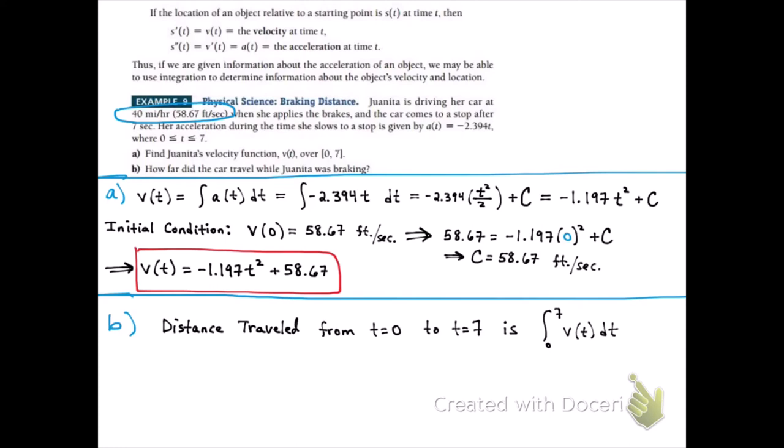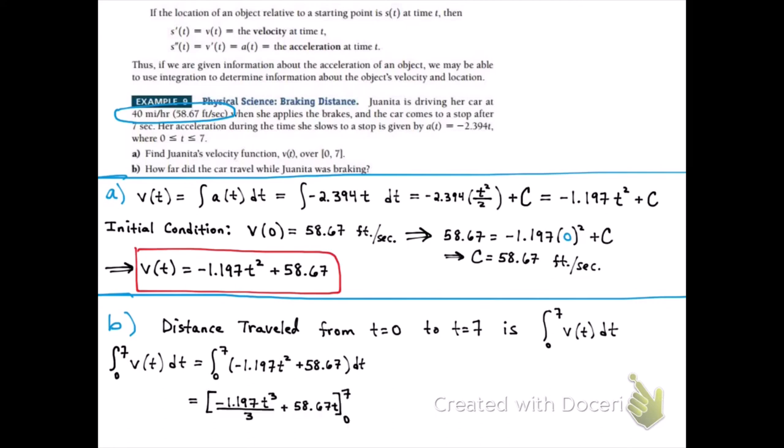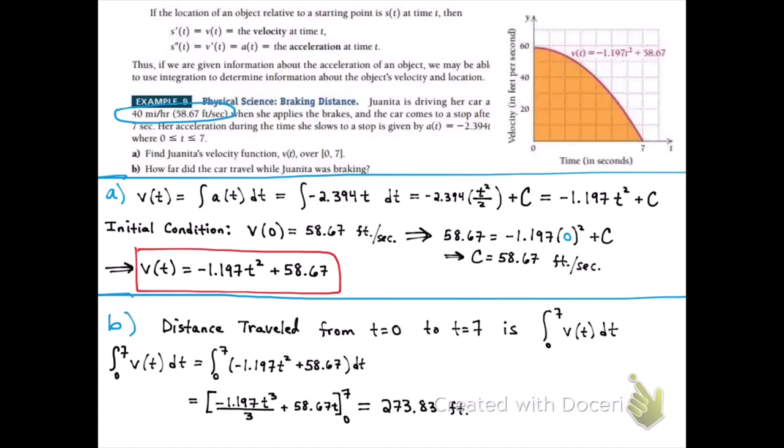So now I just need to evaluate this definite integral. First of all, I can replace v of t with what I just found it's equal to. Now find the antiderivative of v of t. And now that I have the antiderivative, I can plug in my limits of integration to find the area. And so when I do that, I'll get 273.83 feet. So that's the total distance traveled by the car from the point when Juanita started to brake until it stopped.